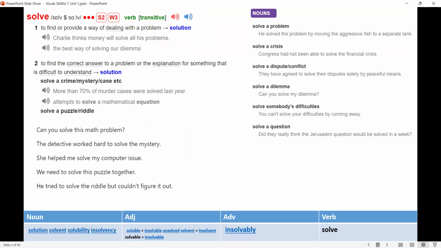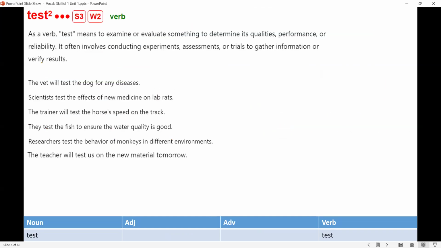Solve. Solve means you find the answer to a problem. Solution is the noun form. So you can solve a problem, you can solve a question, you can solve a conflict, or you can solve a puzzle or riddle, solve a crime or a mystery.